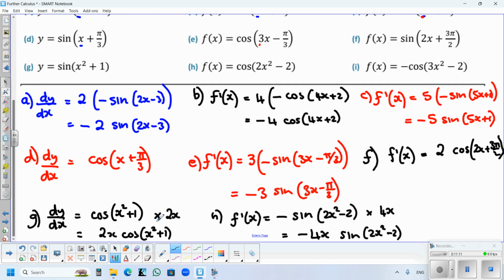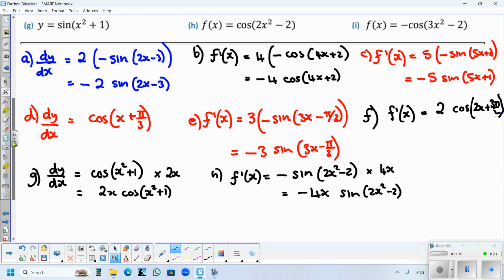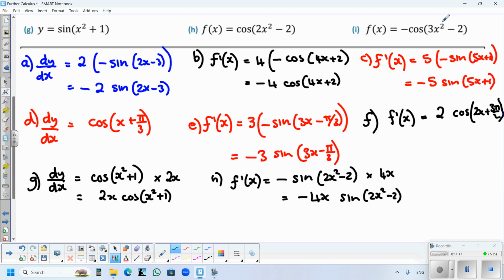Last one there is part I, and for that one in the bracket it's not just 3x or 4x, we've got an x squared again, so it's similar for that one. These ones would be quite hard, okay, but you can learn how to do them.